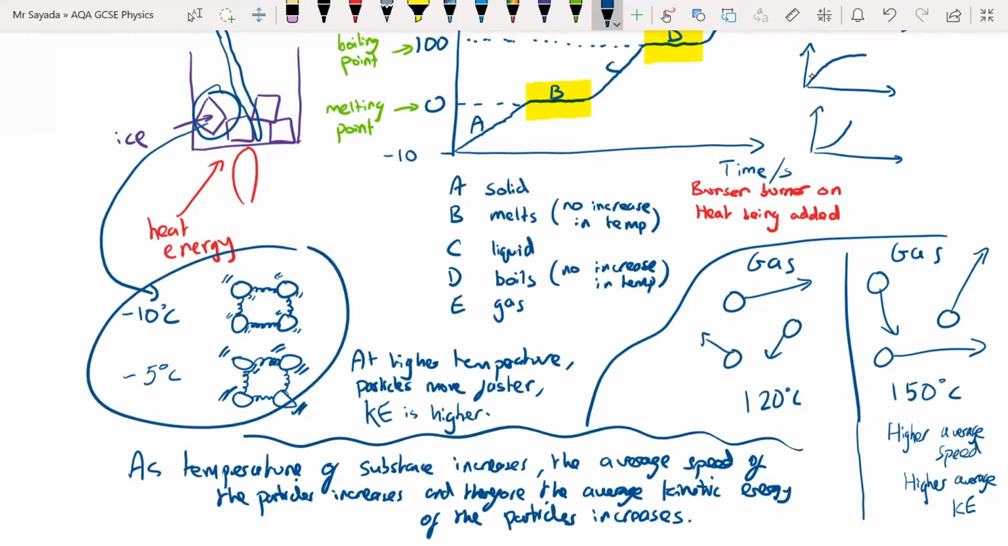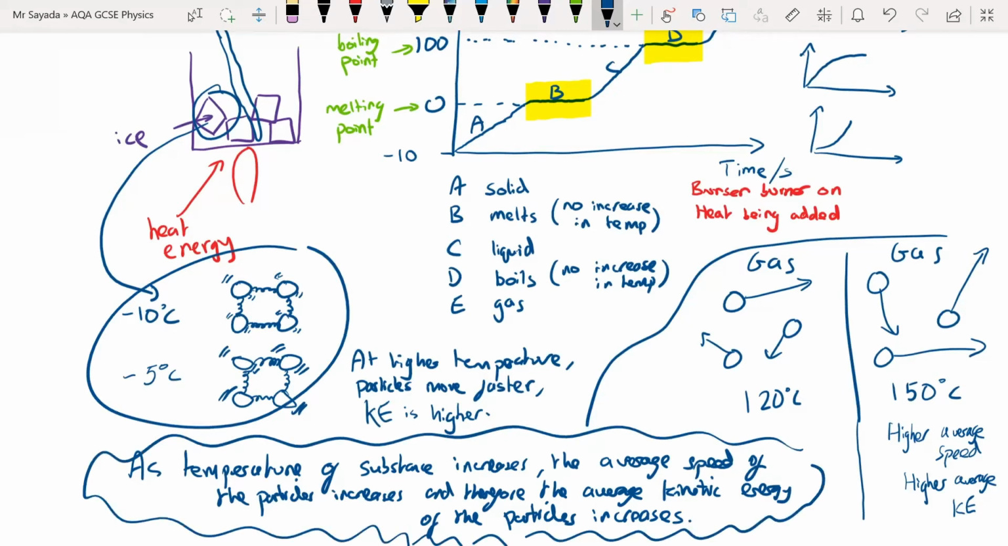So please pause the video to copy this crucial sentence down. Press play once you've done that. You should have now written that crucial sentence down.